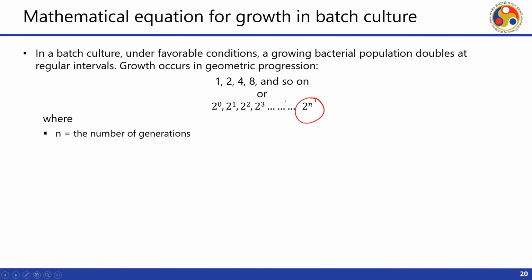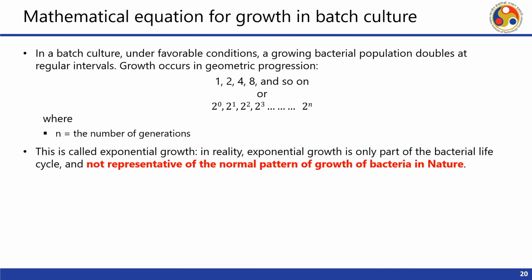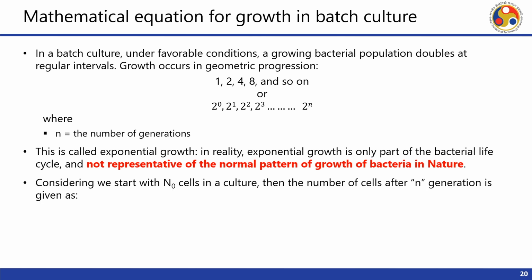So, after n generation cycles, the population will be 2 to the power n. Therefore, n is the number of generations. We call this geometric progression growth exponential growth. In reality, exponential growth is only part of the bacterial life cycle and is not representative of the normal pattern of growth of bacteria in nature.